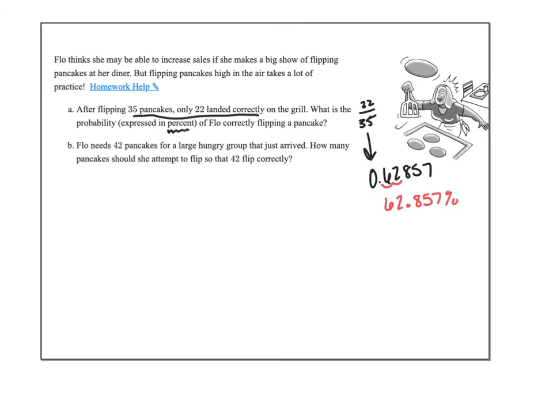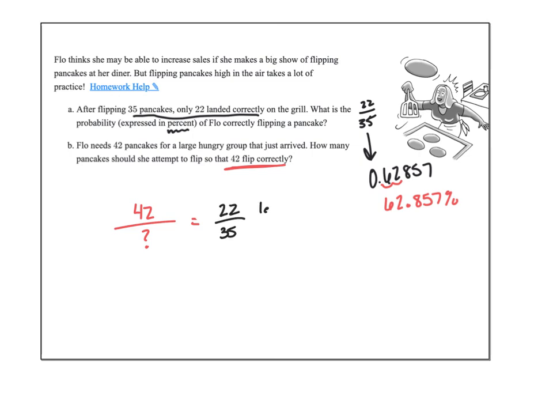Okay, Flo needs 42 pancakes for a large hungry group that just arrived. How many pancakes should she attempt so that she can flip 42 correctly? So I need to know 42 out of some total. And I know her accuracy, I know she's about 0.62857. Or I could even use the 22 out of 35.